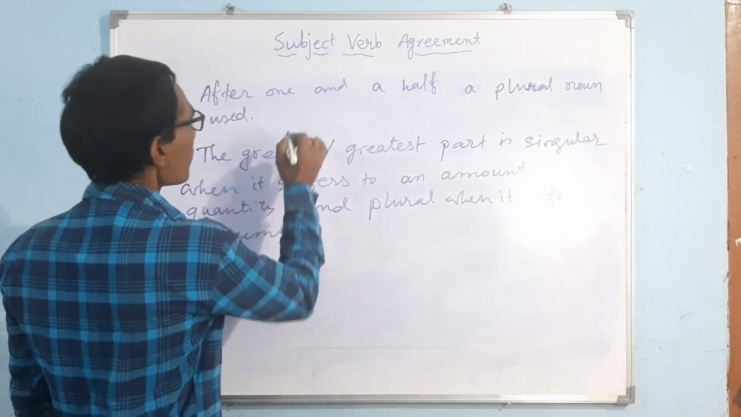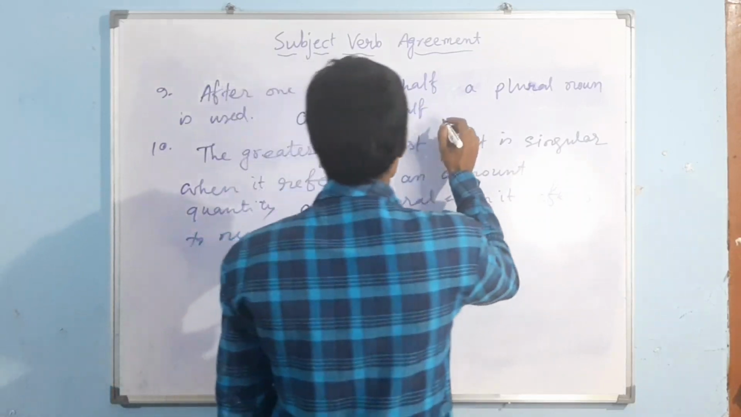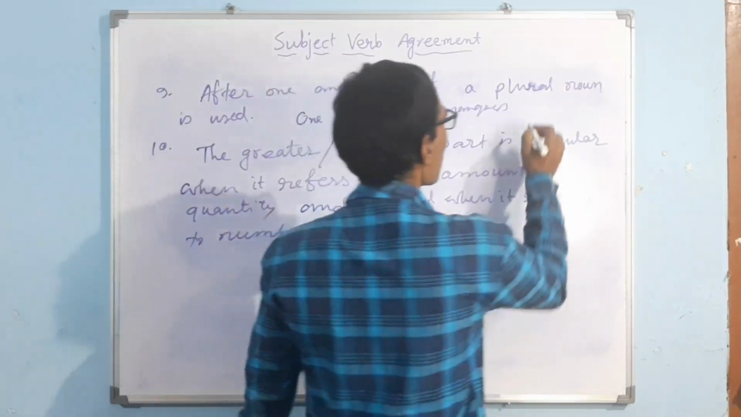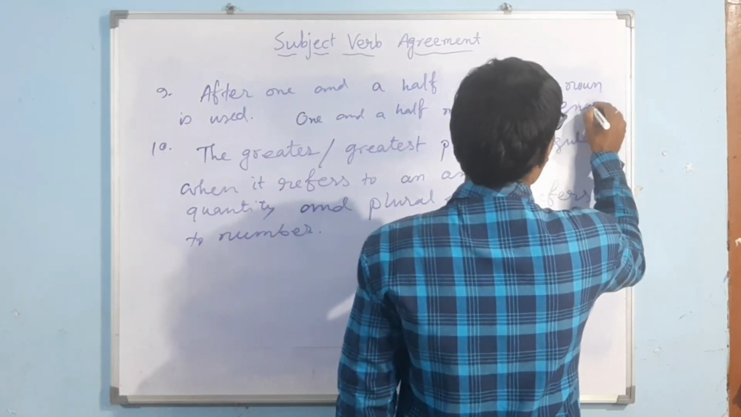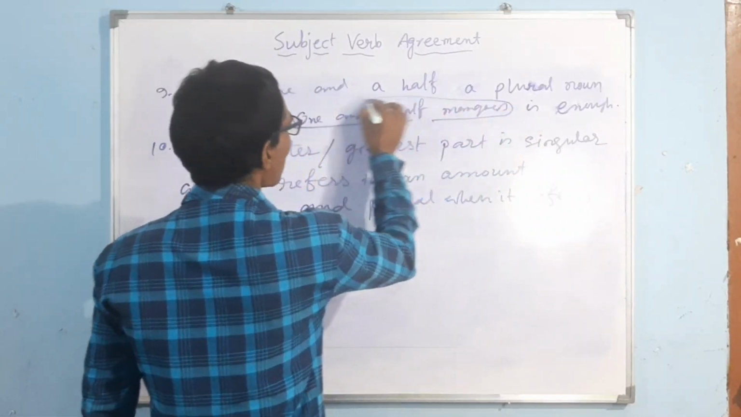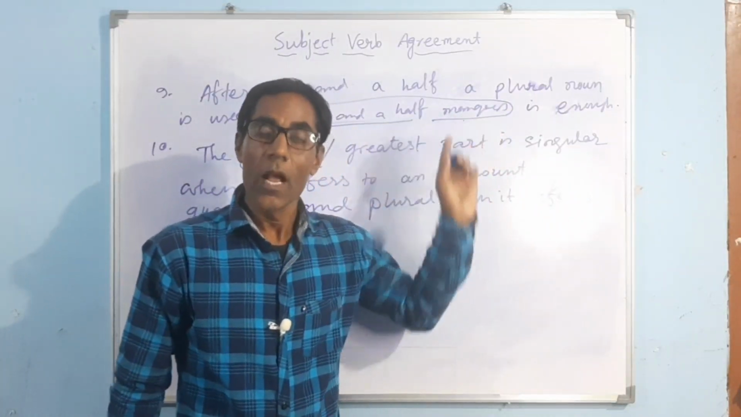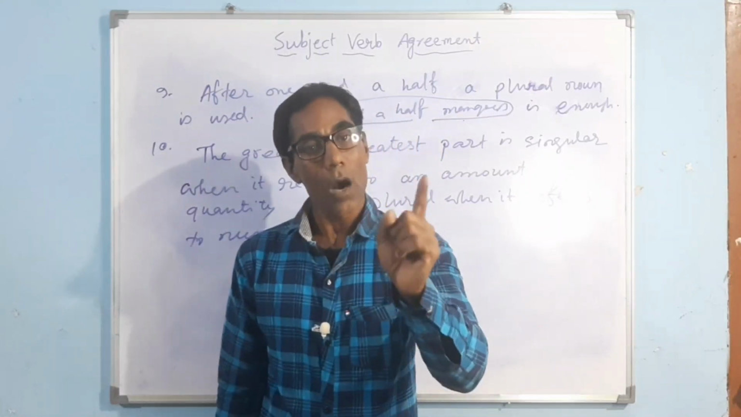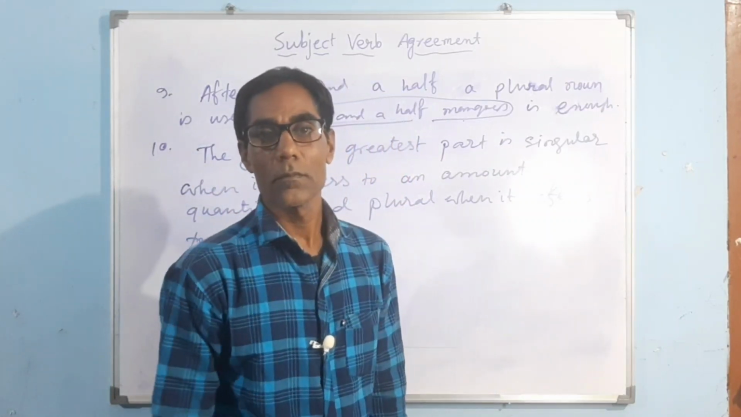Look here, 1.5 mangoes is enough. So 1.5 mangoes, plural, but you cannot write are. That is the rule. After 1.5, a plural noun is used, but you have to use a singular verb.